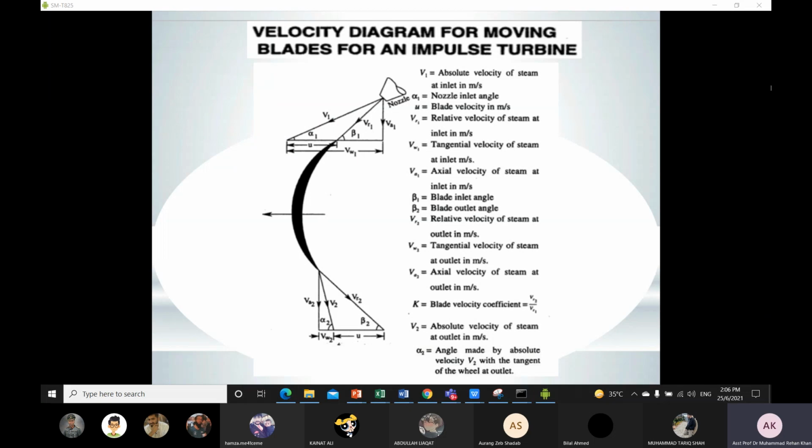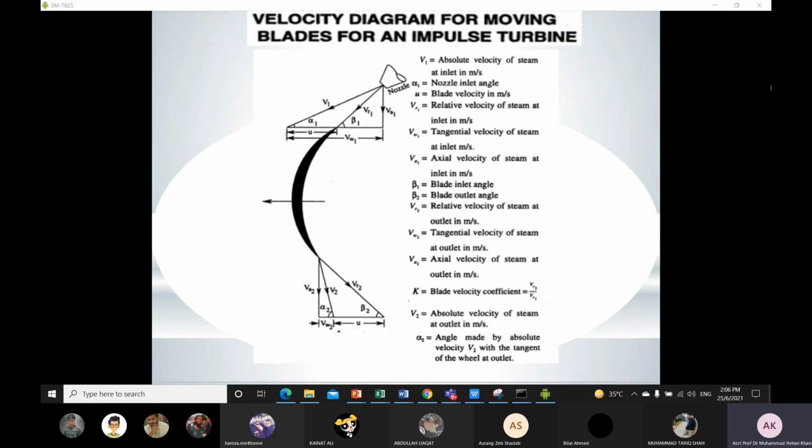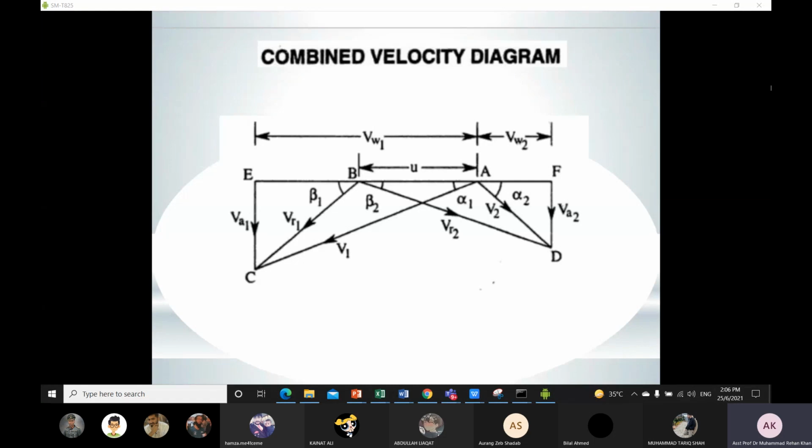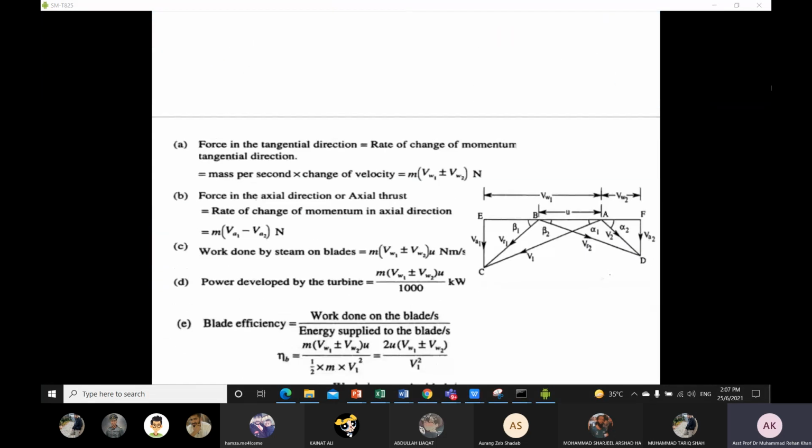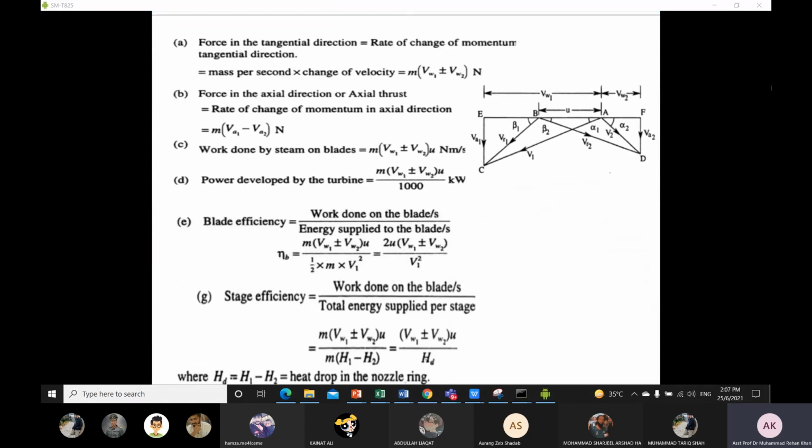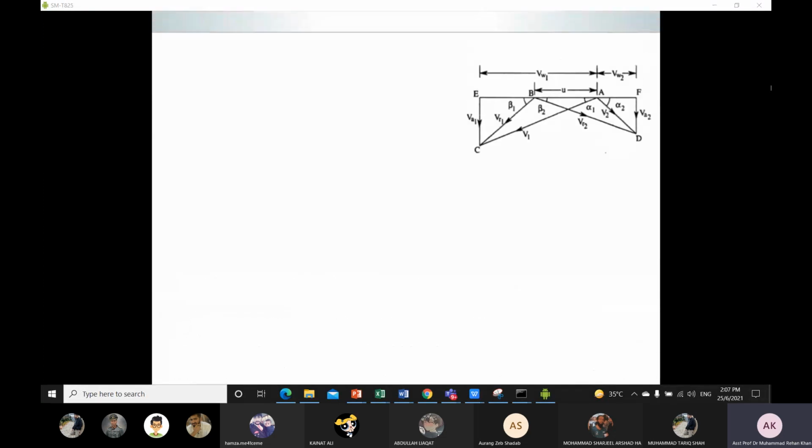In today's lecture we will discuss problems related to the impulse turbine, and more specifically related to the velocity diagrams. This is the combined velocity diagram. I hope you already know how to develop it: you just have to join inlet and outlet velocity together, and the vector diagram will be there. Now coming towards the question, all these formulas I already discussed in the last lecture, because we have to use these formulas directly.